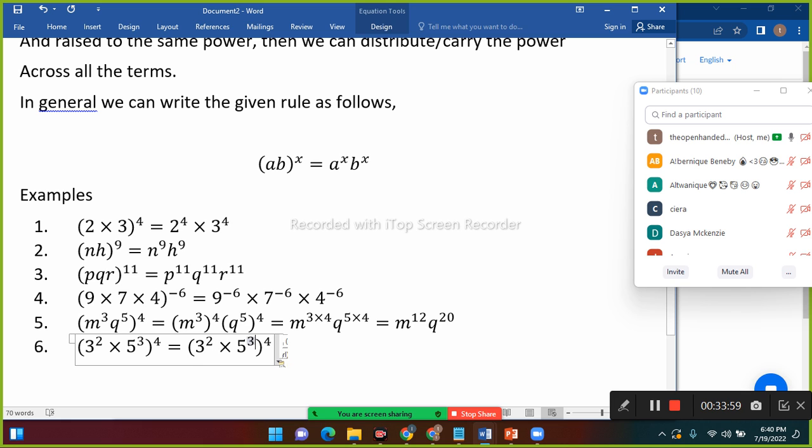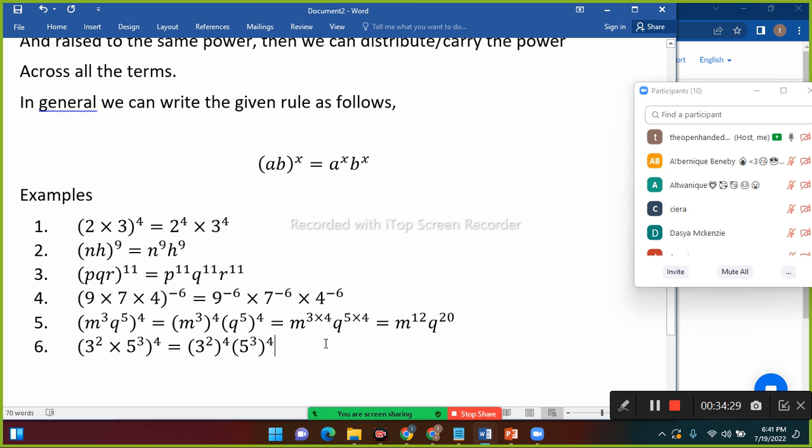So we have 3 squared to the 4th power, and then we're gonna multiply that by 5 to the 3rd power, all raised to the 4th. Sorry, 5 to the 3rd power, all raised to the 4th.